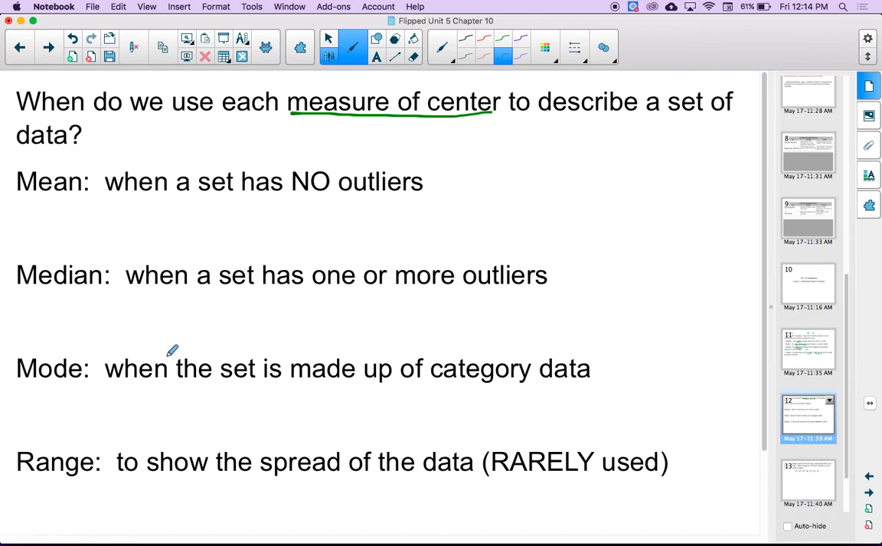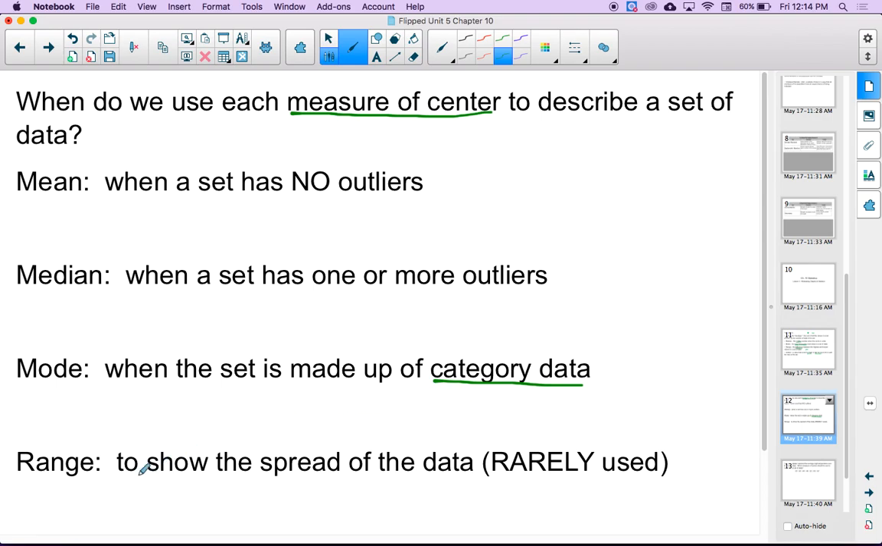The mode is used when the set is made up of category data. Now, what that means is we're not dealing with numbers here. This isn't number data. This is category data like favorite ice cream flavor, favorite color, favorite book. There's no way to find the mean or the median of ice cream flavors. So instead we use the mode.